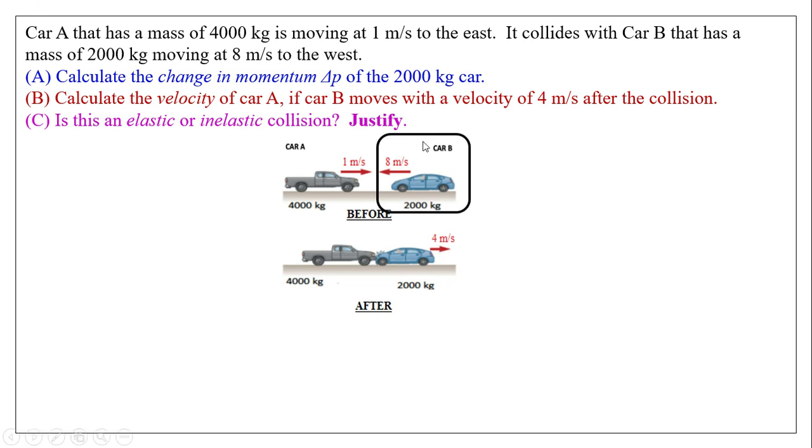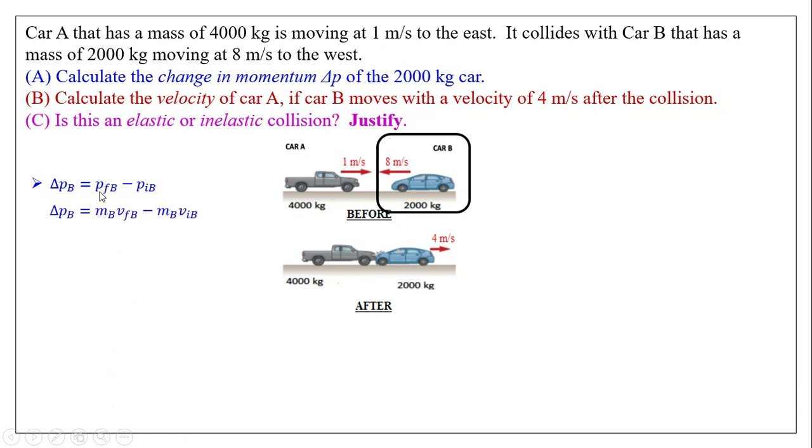Part A wants us to find the change in momentum, also known as the impulse, of car B, the 2,000 kilogram car. I boxed it here just to keep your work focused. The change in momentum is simply calculated using final momentum minus initial momentum, but here everything has a subscript B because we are currently looking at car B, which is 2,000 kilograms.